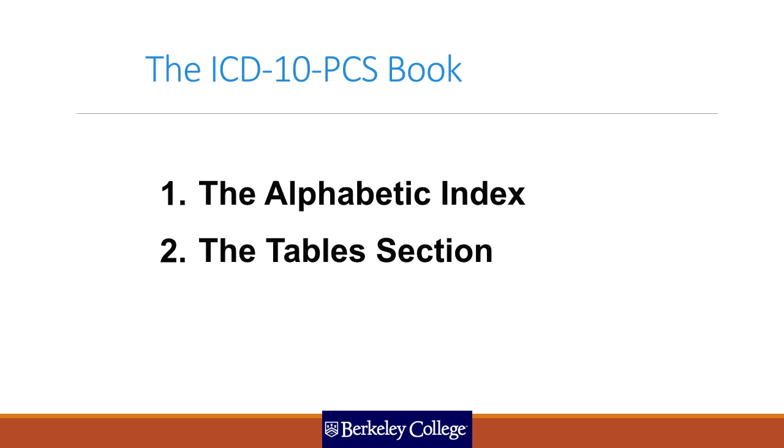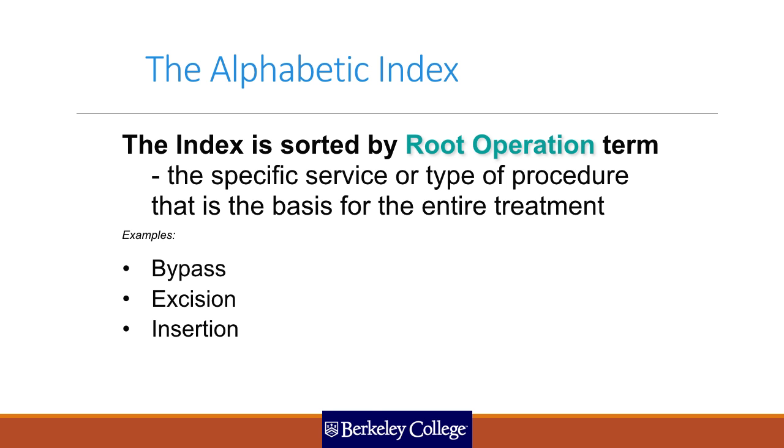The ICD-10-PCS book is divided into 2 primary sections. The Alphabetic Index, which you may be familiar with from learning about the Alphabetic Index in ICD-10-CM, or the Alphabetic Index in CPT, same thing. And the tables section, which is very, very different from all of the other code sets. So first, the index is sorted by root operation term.